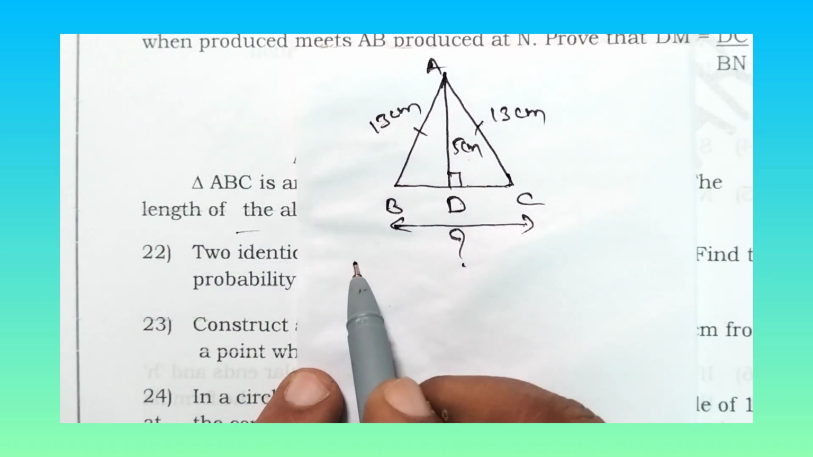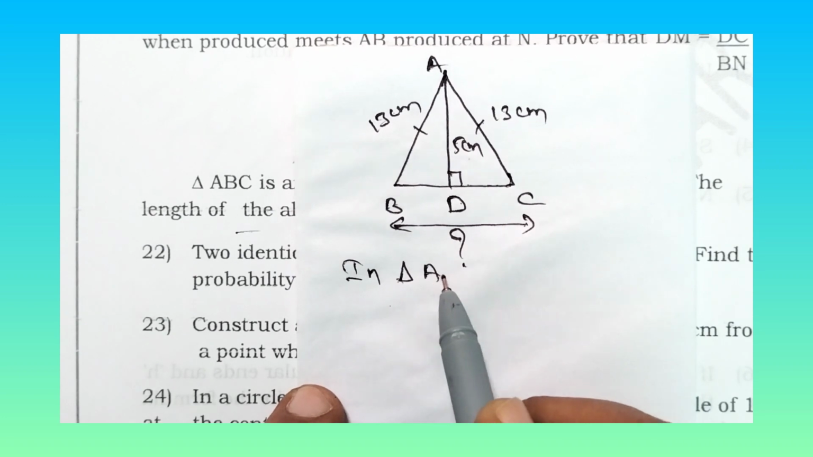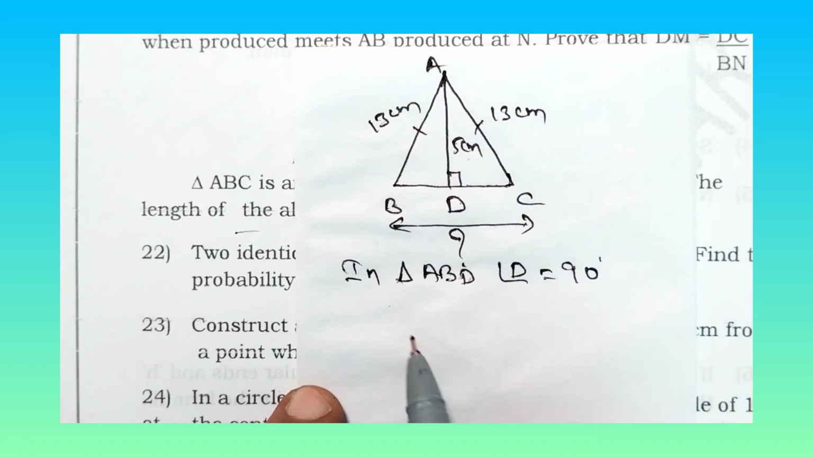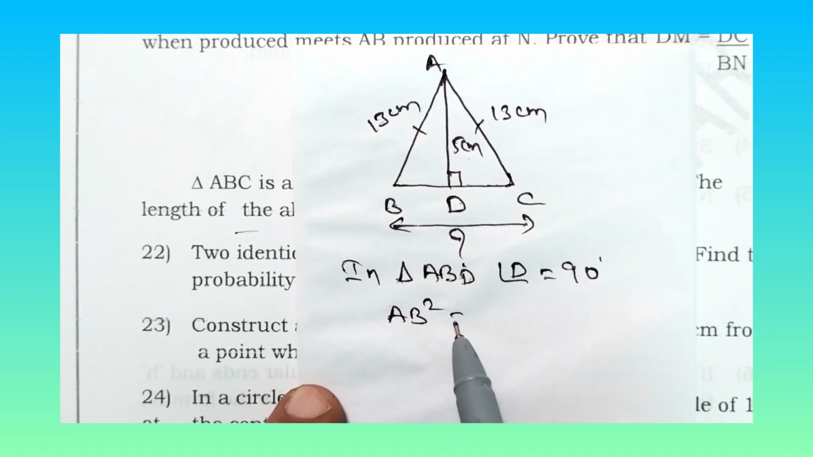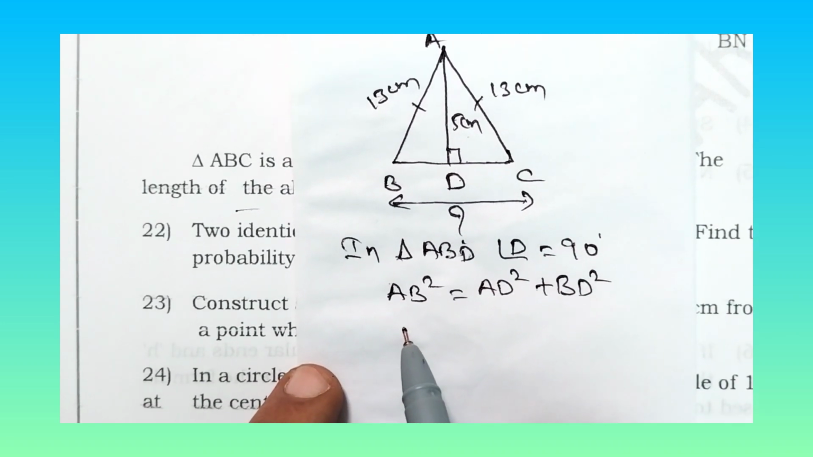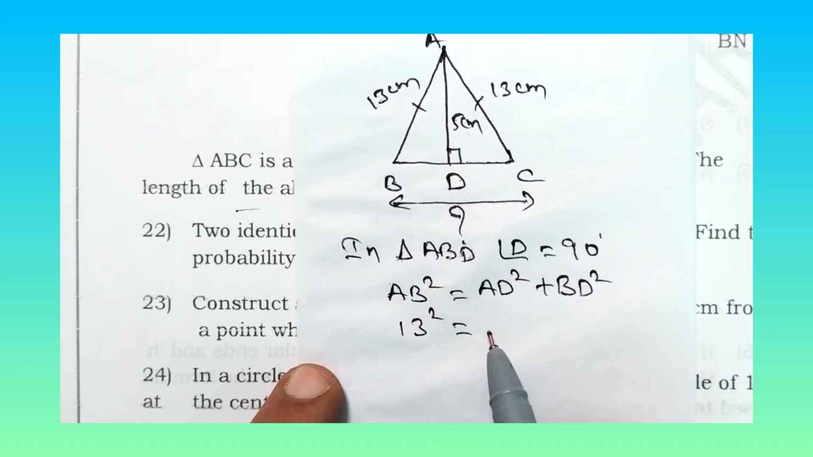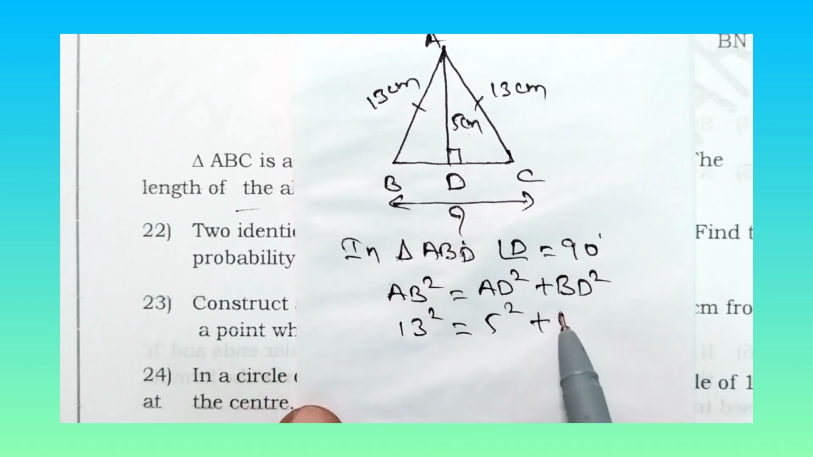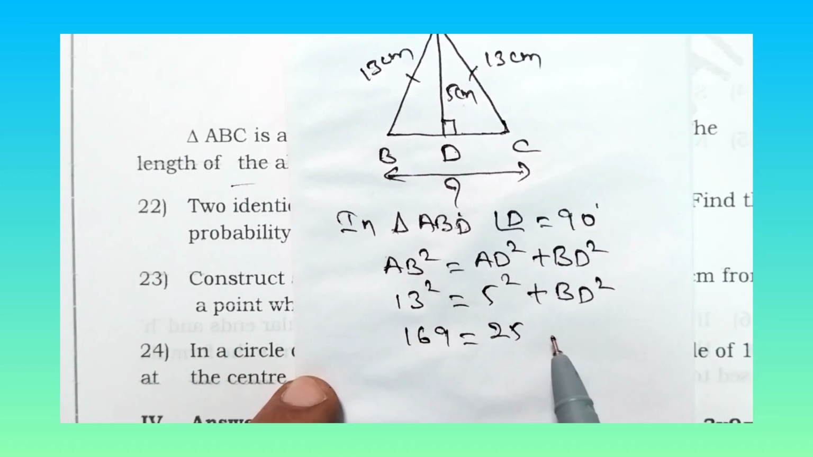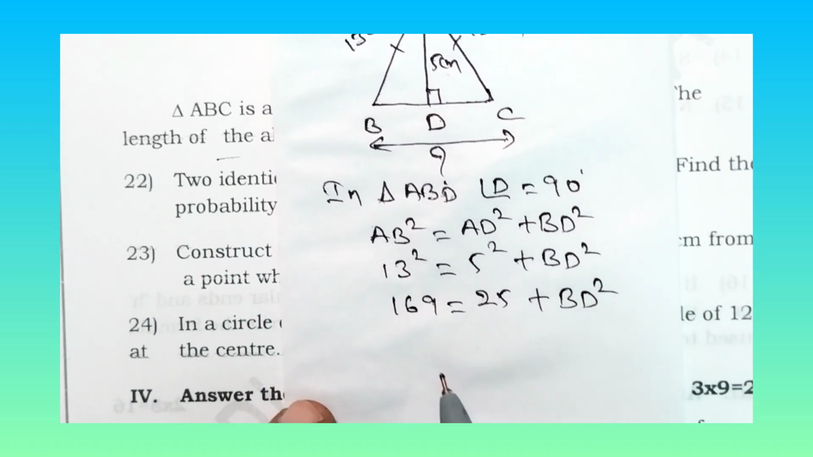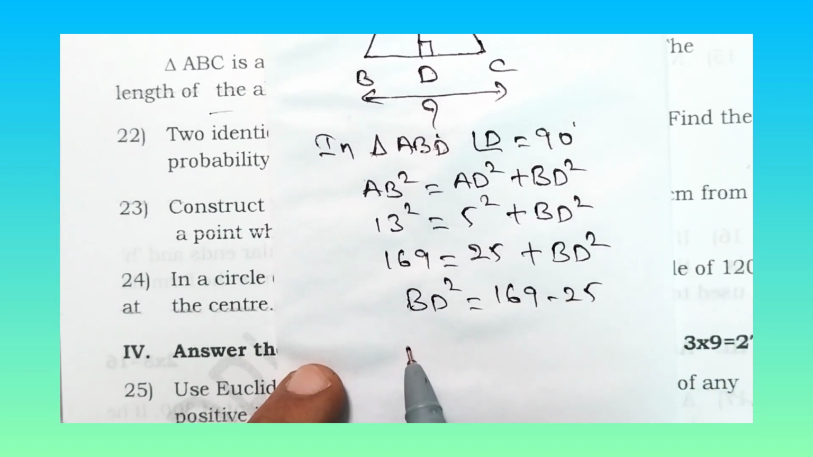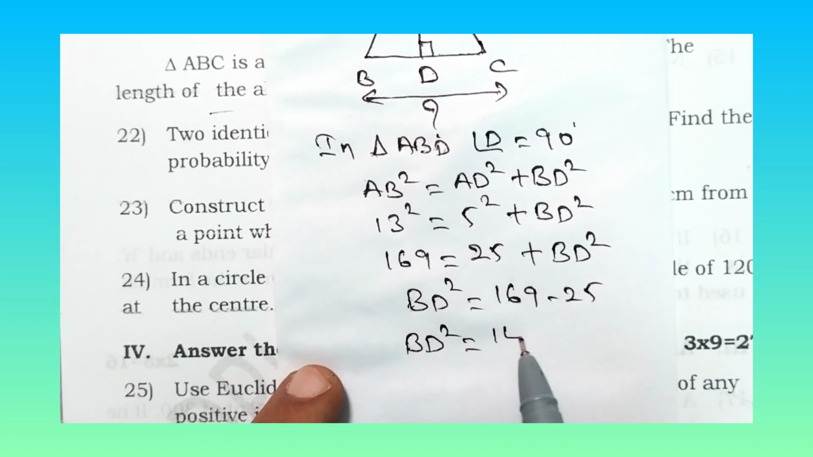ಸೊ ಫಸ್ಟು ನಾನು ಹೀಗೆ ತೊಗೊತೀನಿ. ಇನ್ ಟ್ರಯಾಂಗಲ್ ABD, ಆ್ಯಂಗಲ್ D ಈಸ್ ಈಕ್ವಲ್ ಟು 90 ಡಿಗ್ರಿ. ಅಪ್ಲೈ ಪೈಥಾಗರಸ್. AB ಸ್ಕ್ವೇರ್ ಈಸ್ ಈಕ್ವಲ್ ಟು AD ಸ್ಕ್ವೇರ್ ಪ್ಲಸ್ BD ಸ್ಕ್ವೇರ್. ಸೊ AB ಸ್ಕ್ವೇರ್ 13 square ಈಸ್ ಈಕ್ವಲ್ ಟು AD ಸ್ಕ್ವೇರ್ 5 square ಪ್ಲಸ್ BD ಸ್ಕ್ವೇರ್. Now 13 square is 169, 5 square is 25 plus BD square. So BD square is equal to 169 minus 25. So BD square is equal to 144.